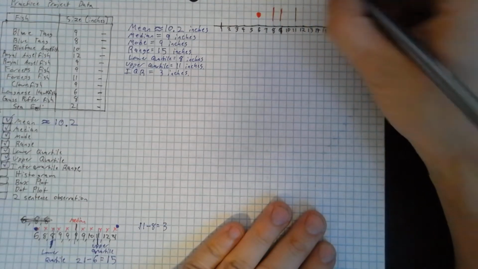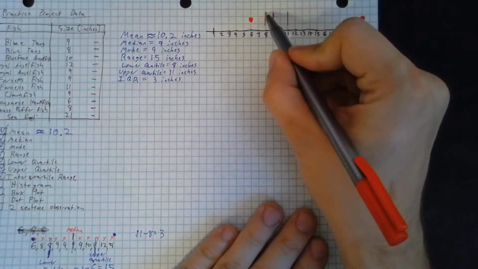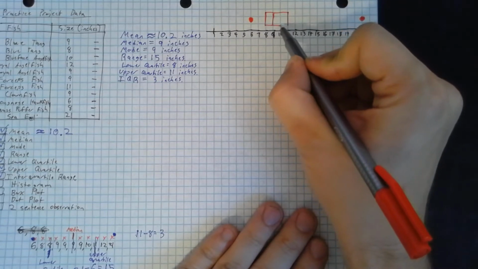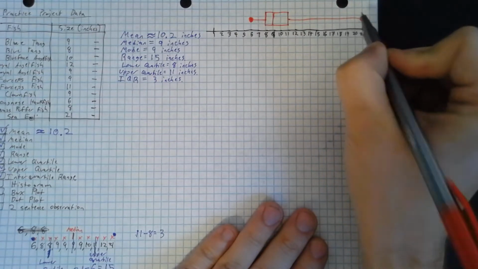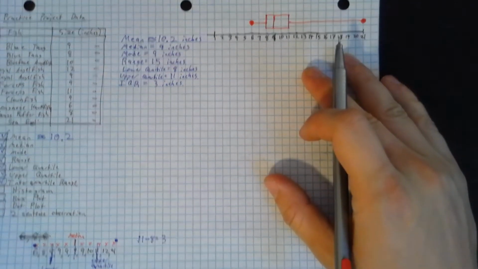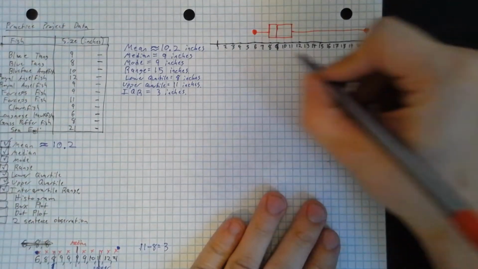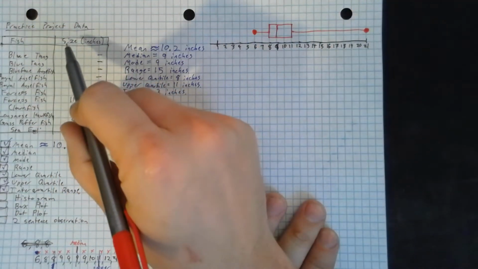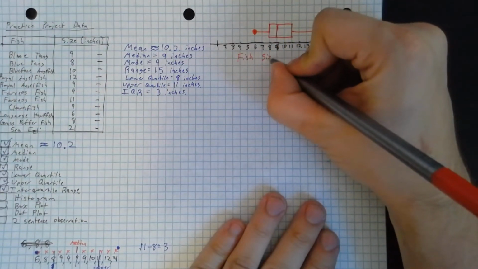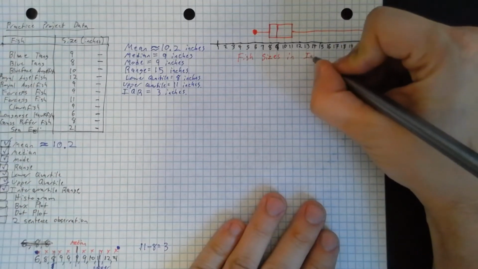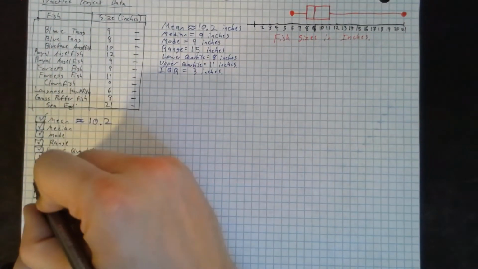And already we're seeing something might be up with my data with how far this dot is. But we'll go ahead and finish connecting these by finishing my box, connecting my vertical lines, and then connecting my dots to my boxes. There we go. That is my box plot. But a good box plot should have a label. So I'm going to label this box plot. Let's see, what do those numbers on the bottom represent? Well, those numbers on the bottom represent the size in inches. So fish size or sizes in inches. There, all done. So that is my box plot finished.